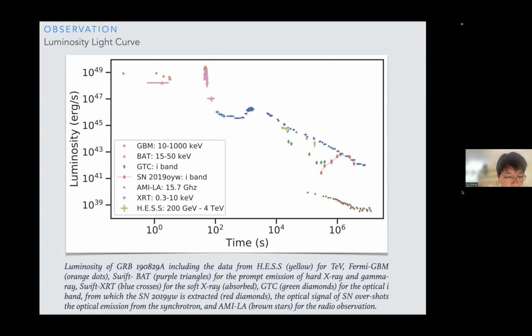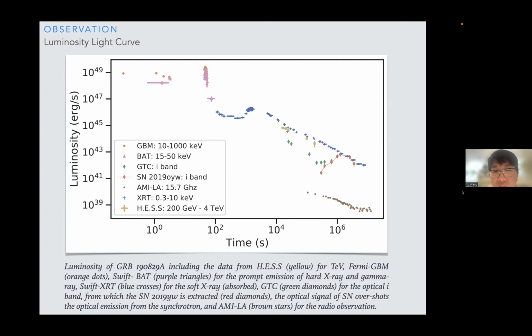Okay. And the Fermi GBM you can see from the very beginning, the orange dots, and the energy I plotted is from 10 to 1,000 keV. And for the BAT, it is this triangle, also from the beginning, with the arrow bar. You can see the BAT almost overlaps with the GBM. Though they have different energy bands, the shape should be similar, and actually they are similar.